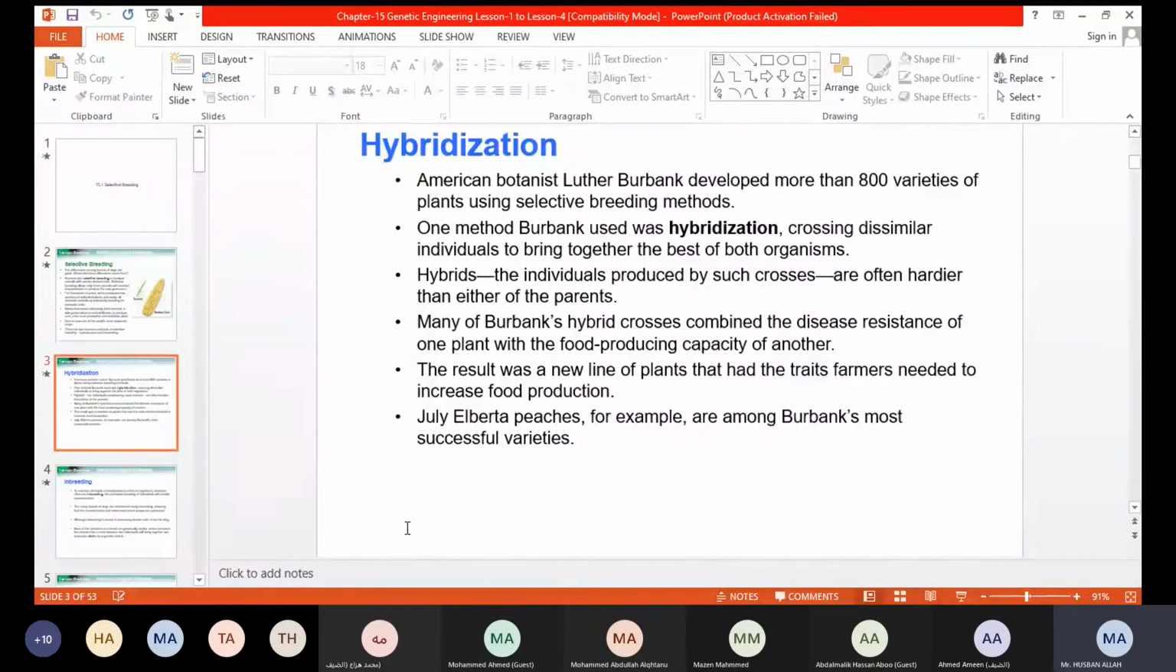What is hybridization? Does anyone know about hybridization? Anyone who knows a little bit about hybridization, you can share with me, please. Abdul Malik, do you know anything about the hybridization process? What is happening in hybridization? What is hybridization?